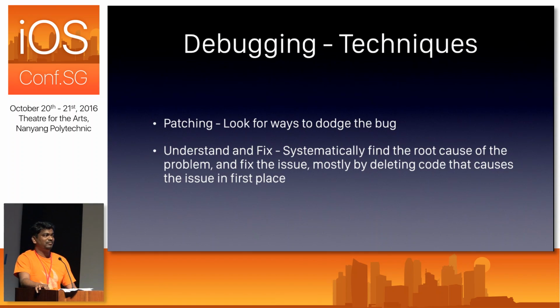I would categorize debugging into two kinds. One is patching code, which, how many of you patch code to make sure that your app works? We all do it, right? And the second is understanding what is the defect, understanding what is the problem, and systematically finding the root cause of the problem and trying to fix it, right?